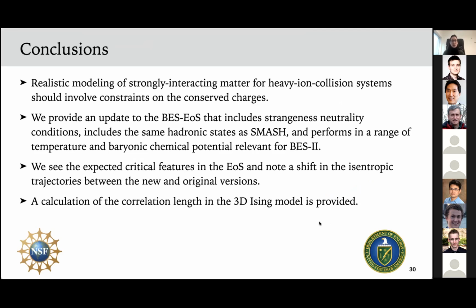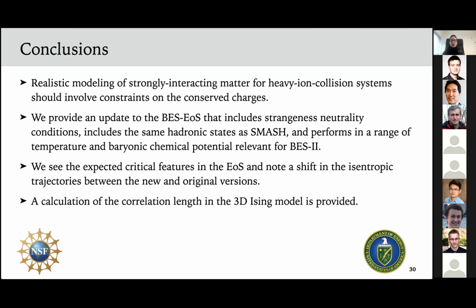So I'll just quickly wrap up to say that it's important to utilize constraints on the conserved charges when you want to compare to heavy ion collision data, when in that case, you have the strangeness neutrality conditions on the conserved charges. In addition, there's this new equation of state that contains a critical point that not only implements these conditions of strangeness neutrality, but also has the same hadronic states from the SMASH hadronic transport code, such that the full evolution of the heavy ion collision system can be modeled and everything is consistent within that modeling.